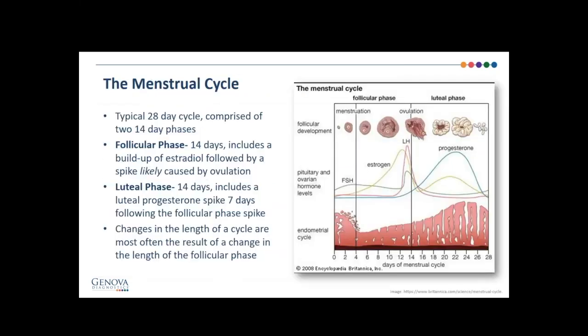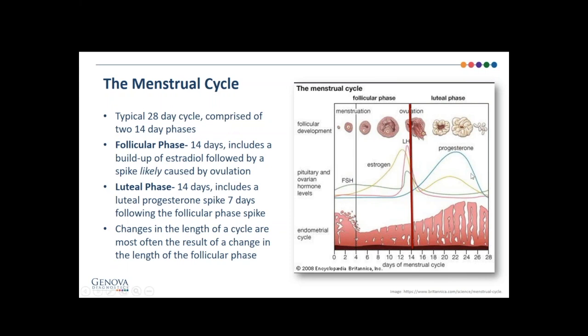Now, when we're tracking the cycle, remember, a cycle is typically 28 days. And then in the middle, at 14 days, should be ovulation. That's in a classic 28-day cycle. The follicular phase to the left is estrogen dominated with its follicular spike. So there's a buildup of estradiol followed by a spike likely caused by ovulation. We can't be certain, but you can see there's the estrogen, there's that spike, there's ovulation.